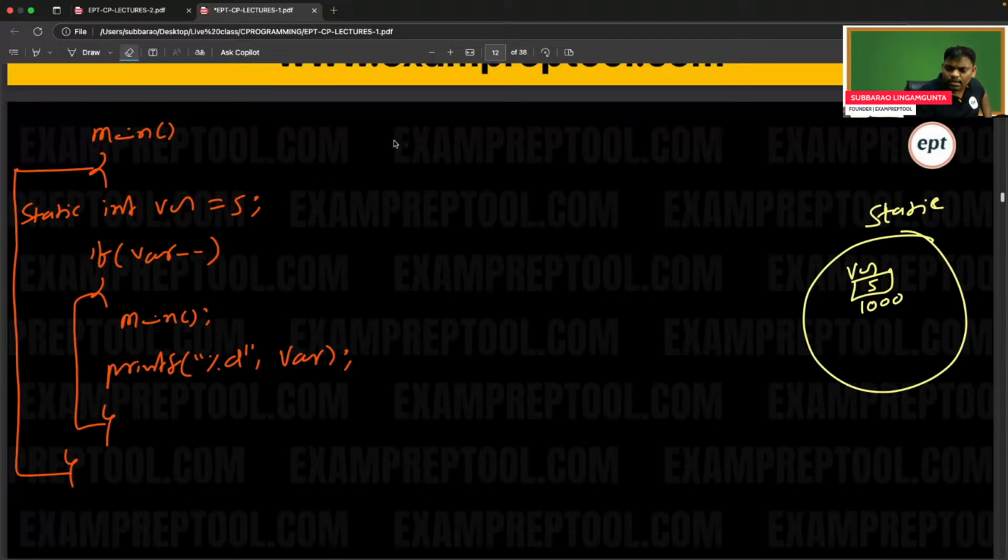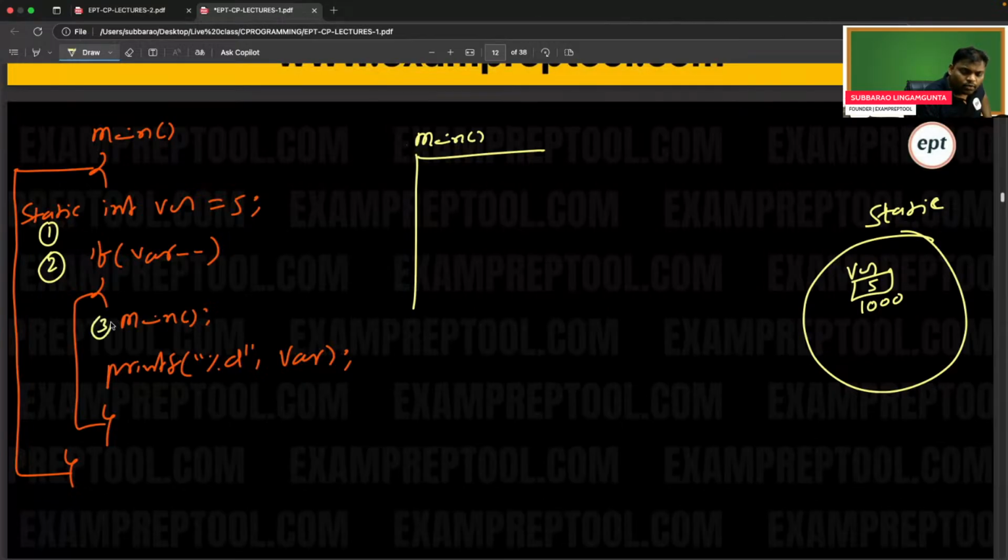The program is running. Program execution will start from main. I started from main. See the answer in main. Again, see this one. It is the first line. It is the second line. Remember, if the second line is true, then only lines 3 and 4. If the second line fails, you are out of the program.